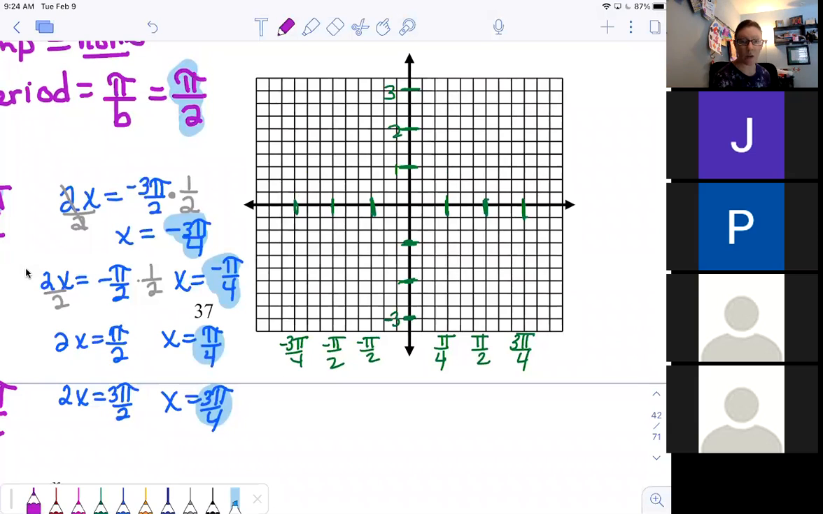So the next thing would be to place those asymptotes, the locations that we just found, on your graph. Sorry, this is a 4 down here. So we found a new asymptote to be negative 3 pi over 4, negative pi over 4, positive pi over 4, and then 3 pi over 4.